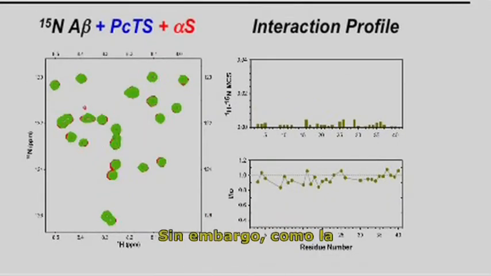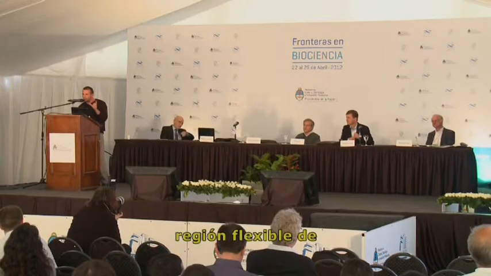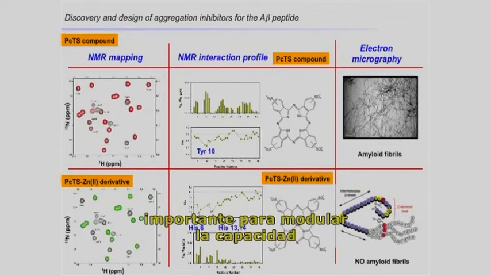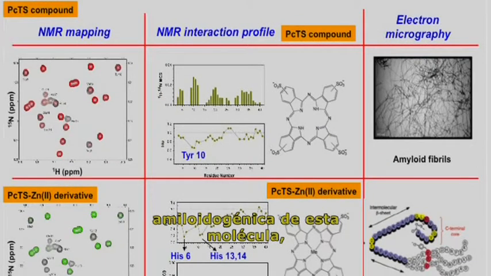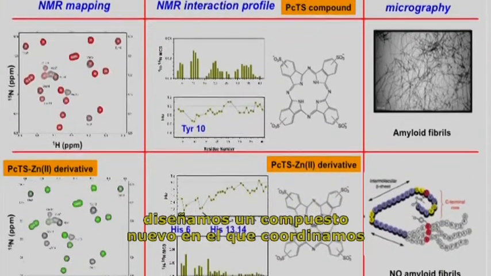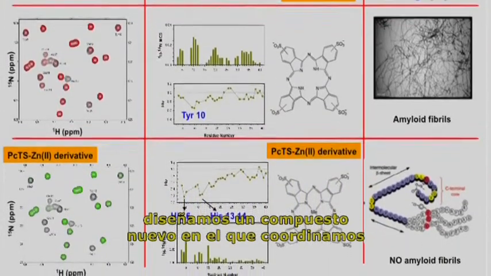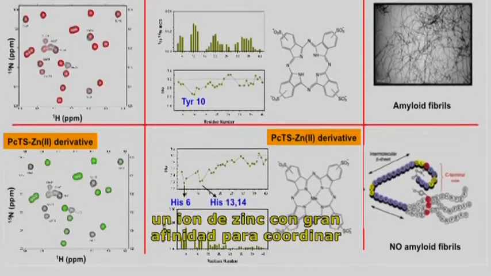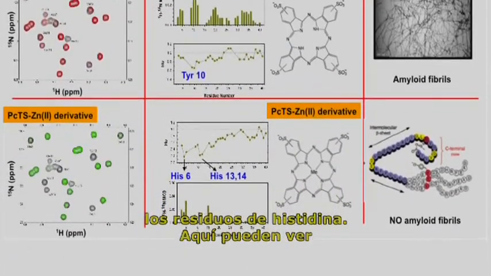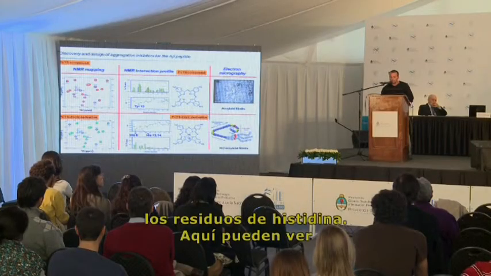But then, since the first flexible region of the A-beta peptide is very important for modulating the amyloidogenic capacity of this molecule, we designed a new compound in which we simply coordinate a zinc ion to the central cavity, and zinc has high affinity to coordinate histidine residues.